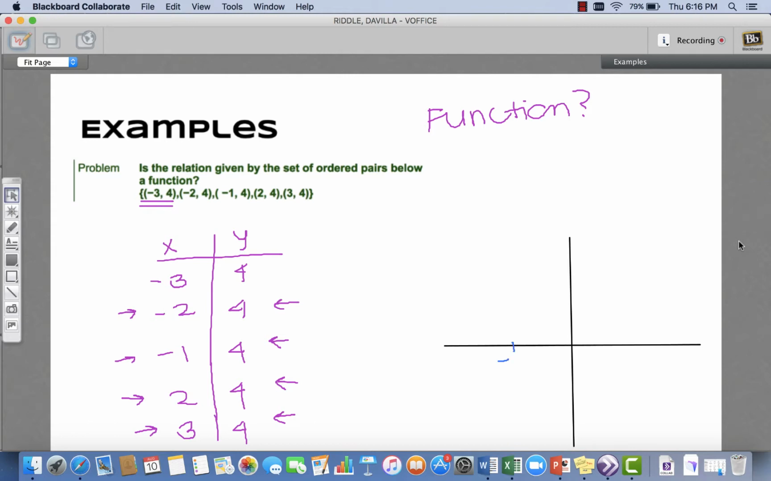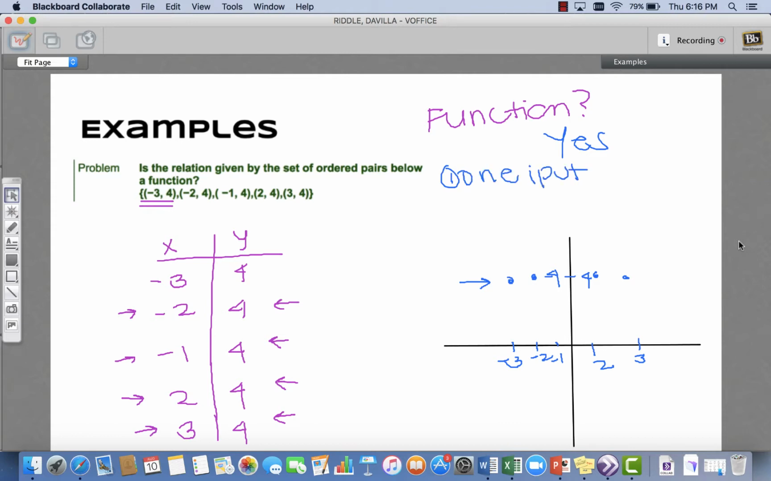So we have -3 here, and then a 4. Then we have a -2 here, and then a 4, right? -1 here, and then a 4. Then the last two ones we have 2 and then 3, 4. So whenever you're doing this, just because they all have the same output values, it's still a function. Yes. And the reason why is because there's only one input.